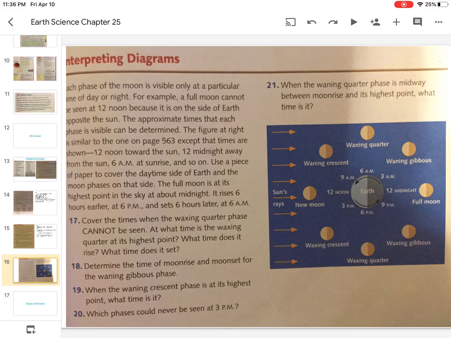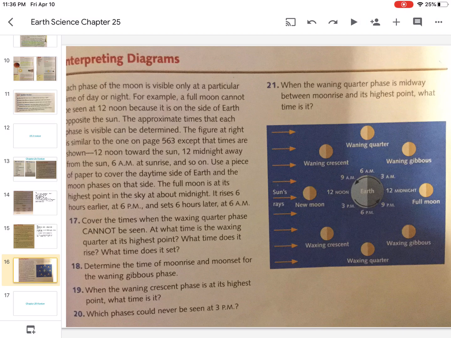Okay, 20. Which phases could never be seen at 3 p.m.? So let us see. Which phases could never be seen at 3 p.m.? Well, we know that waxing crescent could. That one I'm just not sure about. Okay, so not quite 100% how that all works. But anyway, this is it for the, let's see. Oh, no, we have 21.